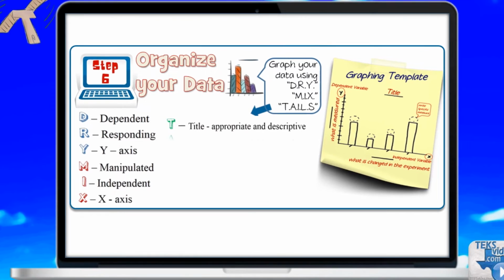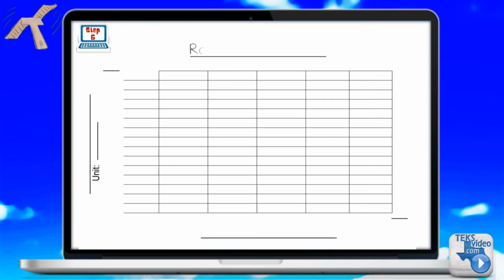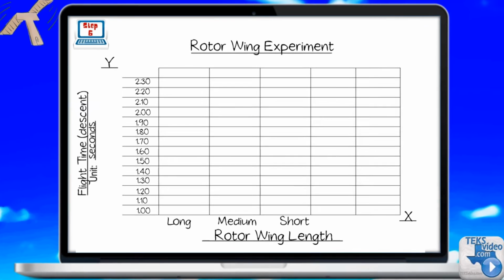As for TAILS, this is our rubric for making a clear and well understood graph. T stands for title, which needs to be appropriate and descriptive. A is axes, which needs to have the correct variable placed on each one. I is interval, which should be evenly spread out for the graph to keep it clean and organized looking. L is labels, where both axes and the unit used are clearly recorded. Finally, S stands for scale, which should be appropriate to the data.